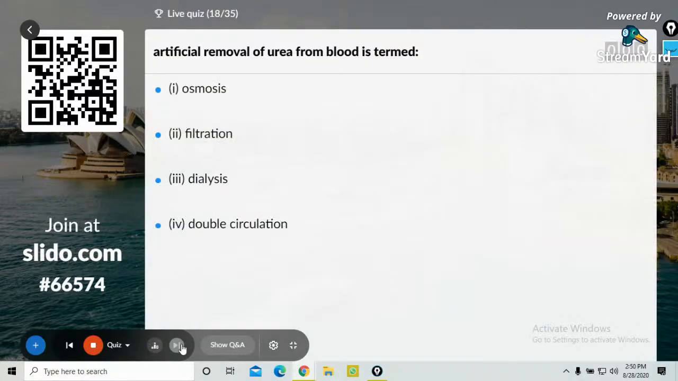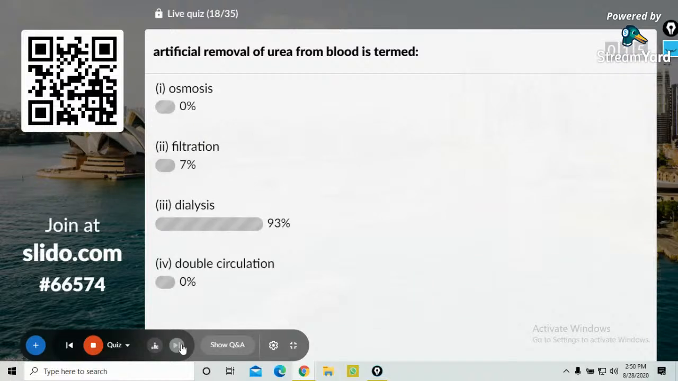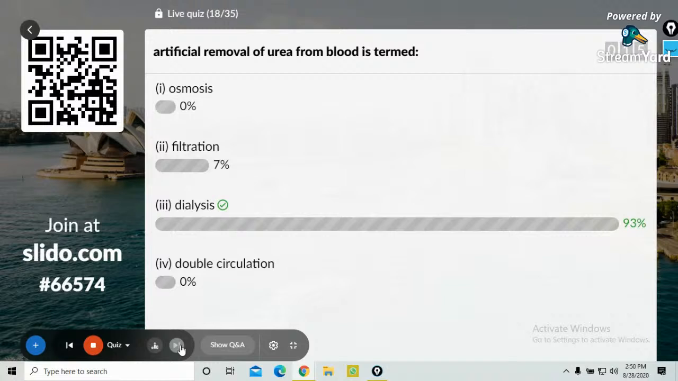Artificial removal of urea from the blood is termed as osmosis, filtration, dialysis, double circulation. Yes, it is dialysis. Leaderboard on the screen.